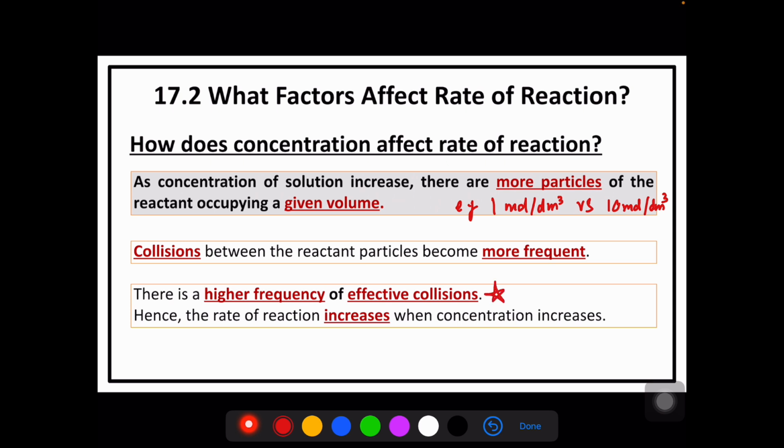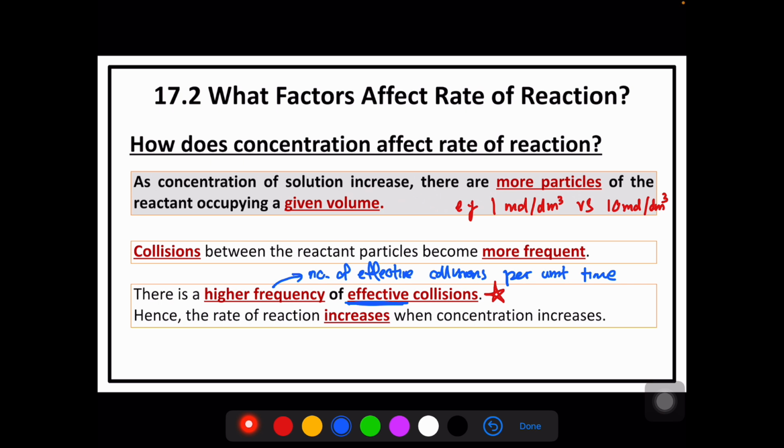Right. So when you say higher frequency, why do we use the term frequency? Because this means the number of effective collisions per unit time. That means how many of such effective collisions, we talked about this just now, actually happen within a particular amount of time. And this is what really drives the rate of reaction. So when you have a higher frequency of effective collision, your rate of reaction will actually increase.